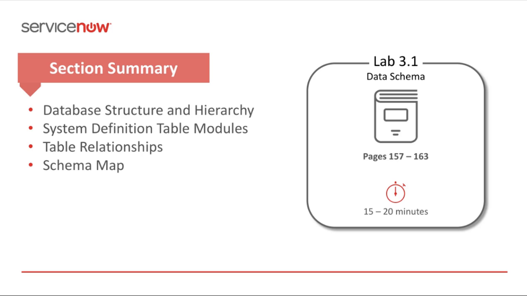Okay, so that was section 3.1, the database structure, the hierarchy, how we extend tables, the definition of tables where we can get in and change their different attributes, look at their attributes with tables and columns, go ahead and get into the record of the table and edit some of those columns. The relationships mapping on a schema map, which the schema map was great.